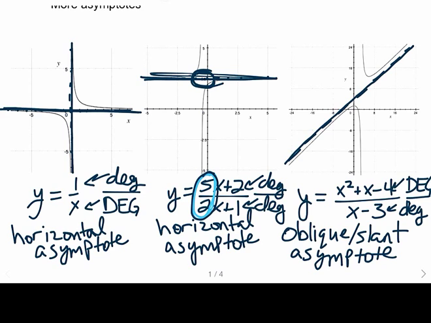And let's skip over here to the one with the oblique or slant asymptote. We have that asymptote, and then as you can see, there would also be a vertical asymptote. And those are just lines, as I said, that govern the behavior of a graph.